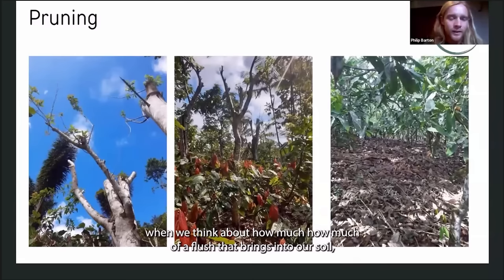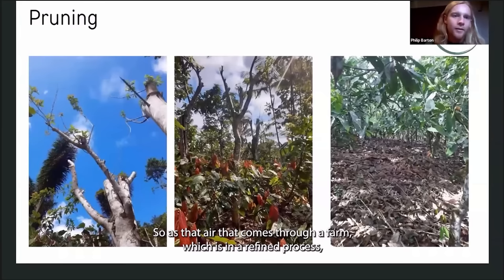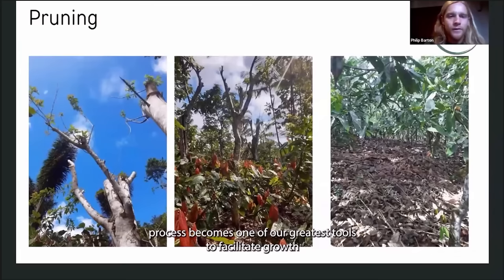When Ernest is pruning the density of all of these trees, he's stratifying the forest, as he was saying. So he's benefiting from thermodynamics. As that air comes through a farm, which is an aridifying process, it dries out the landscape. Instead, as he combines it with his stratification of the forest, he can cool it. That hot air moves and rises and condenses as it falls, and the hot and the cold condenses back into water. So turning that tool that we would often assume as a drying out process becomes one of our greatest tools to facilitate growth through the diversity and the planting and the stratifying and pruning of the trees.